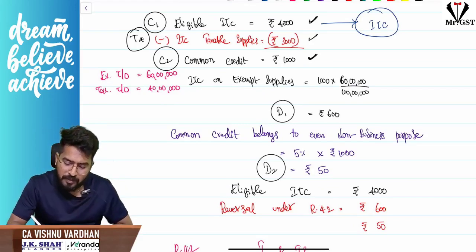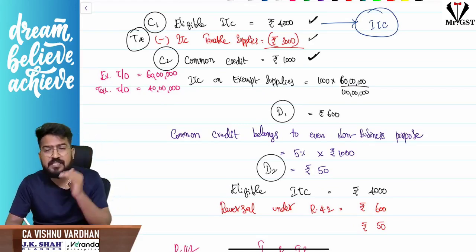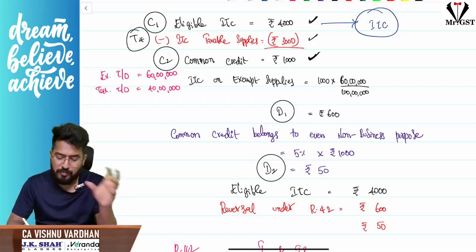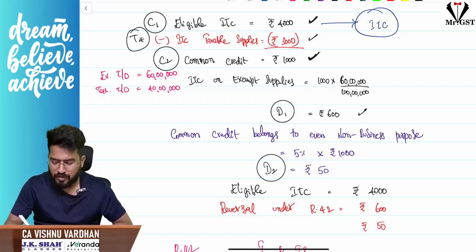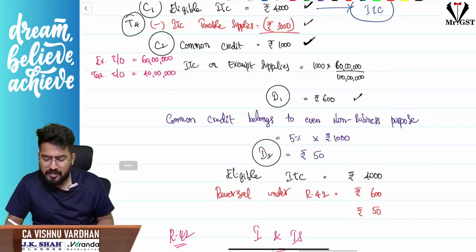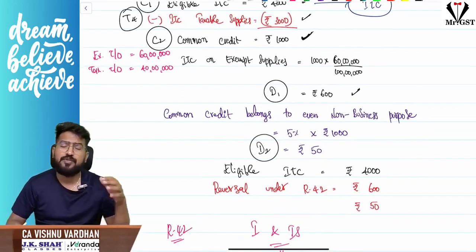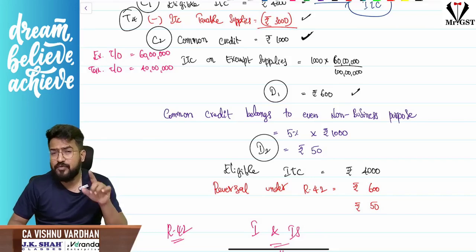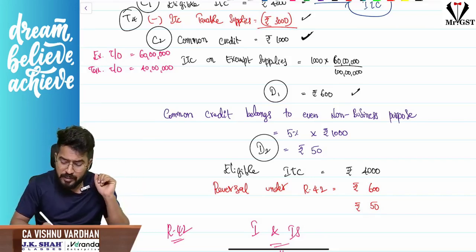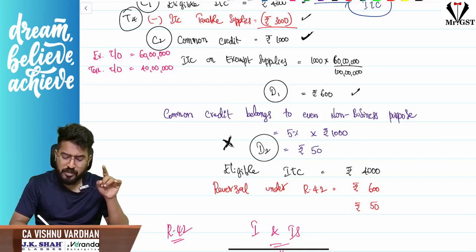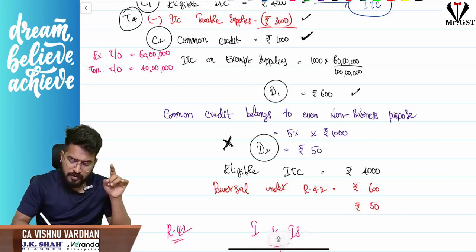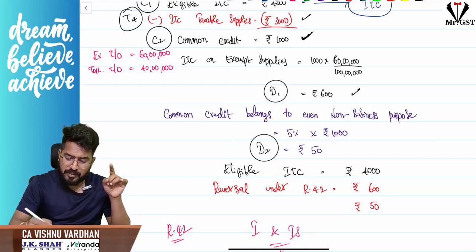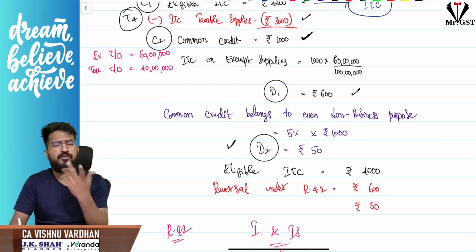So common credit 1000 rupees into 60 lakhs divided by 100 lakhs will give you proportionately D1, 600 rupees you have to reverse. And on common credit, in some questions they won't give anything used for non-business purpose. If they don't give anything related to non-business purpose, that means fully we have used it for business purpose only. D2 will not come into picture. But if you have used something for non-business purpose also, then D2 will come into picture. Clear? How much D2? We don't have any formula here.